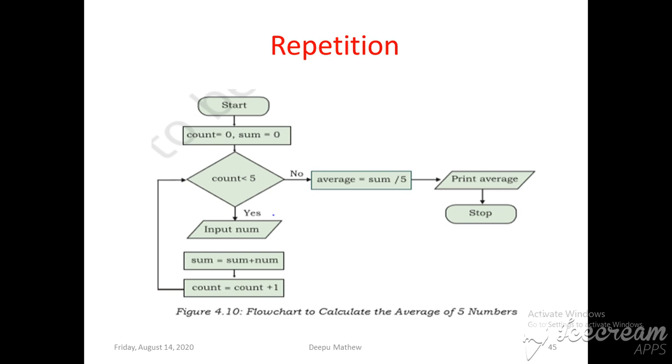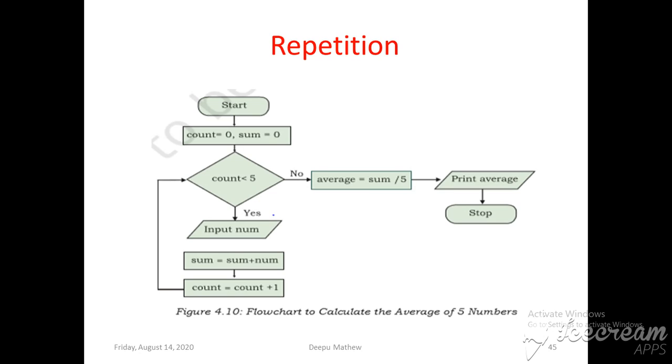So if the condition is true, which means that now count becomes 0, then the condition is true. Then we move to the next part. This part means take the number from the keyboard, input the number, then add that number to the sum. So sum is equal to sum plus the number. After taking the first number, we are going to increment the count by 1.